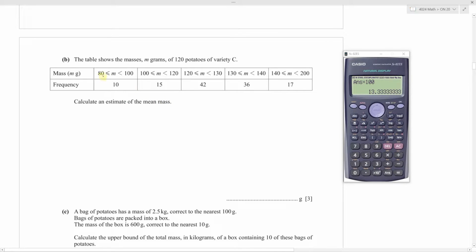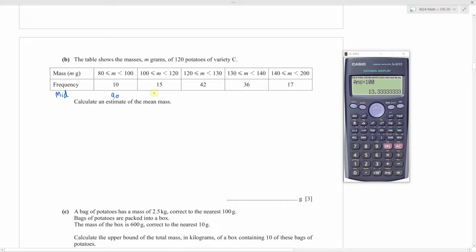Since you're given class intervals here rather than the exact values, to calculate the mean, I'll first need the mid value of each class. So let's add another row. Let's call it the mid value. So the mid value here is 80 plus 100, 180. 180 divided by 2 is 90. 90 is the mid value for this class interval 80 to 100.